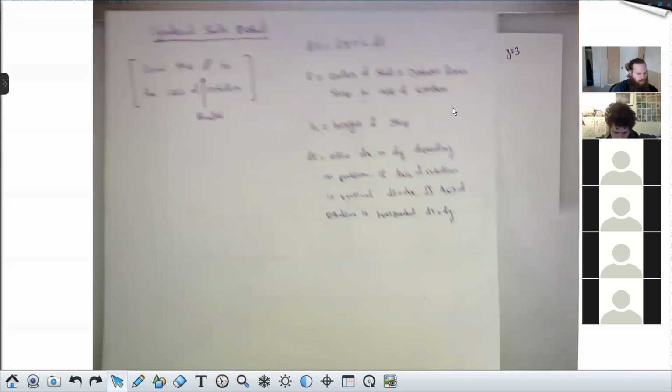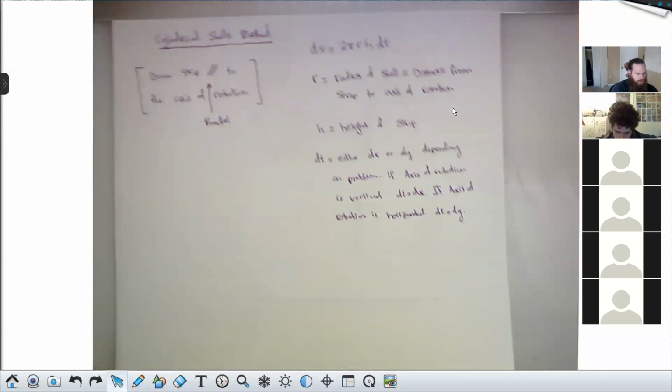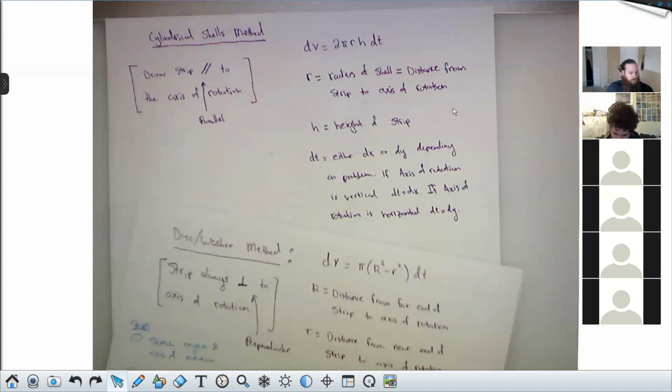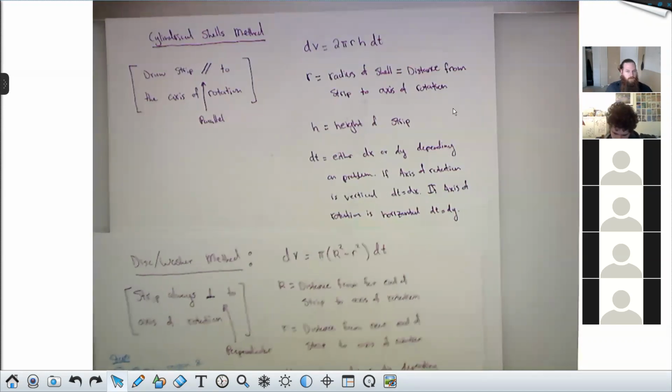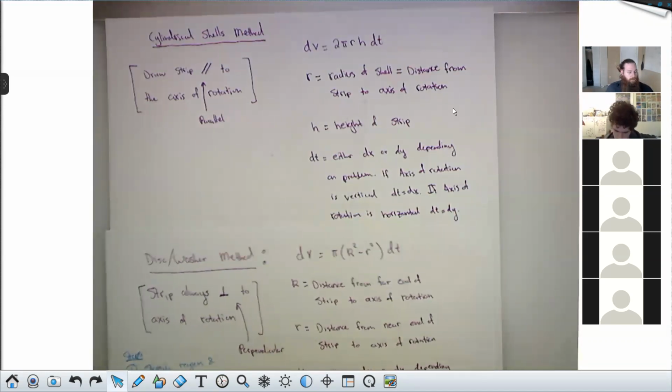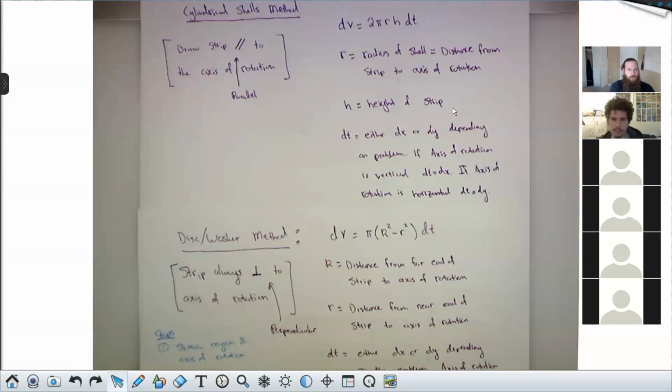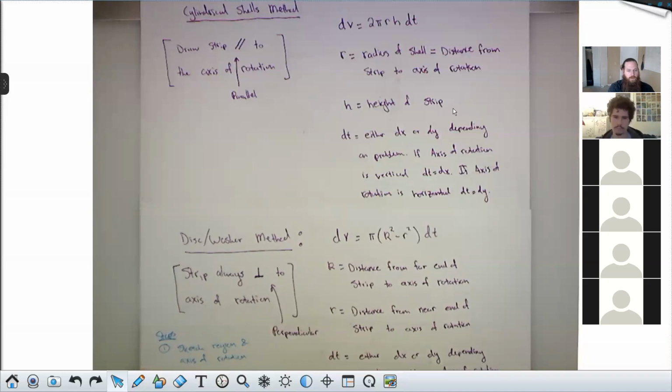I have my disk washer one underneath so I can compare. How do we determine quickly which one to use depending on when we first see the question? We should have an idea of how to solve it. Well, you should. The steps are the same, right? You always sketch the region and the axis of rotation first, and then see if one appears easier than the other.